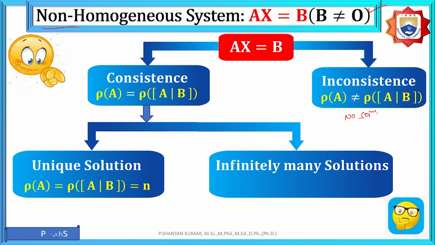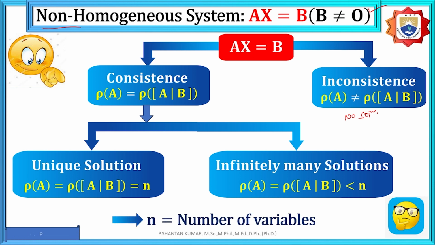The unique solution means only one solution, and the condition satisfied is rank A equal to rank AB equal to n. Infinite solutions means rank A equal to rank AB is less than n. Here n is the number of variables. That means in the given equations, x, y, z, for example, these are the number of variables, not equations. So n is the number of variables.